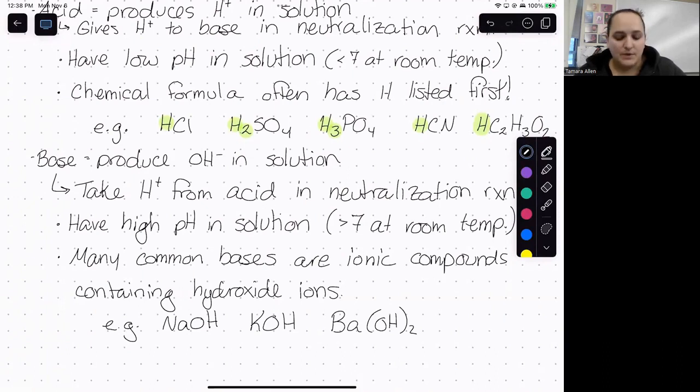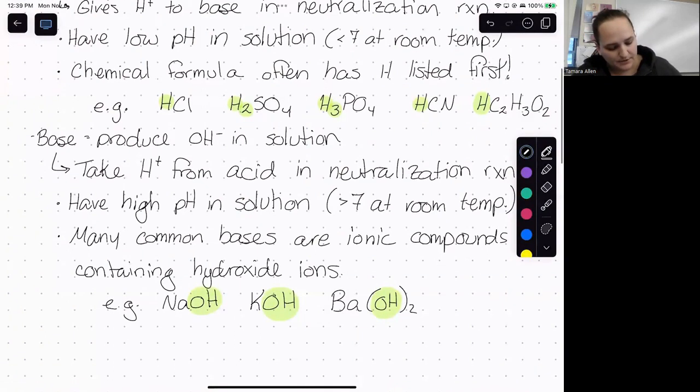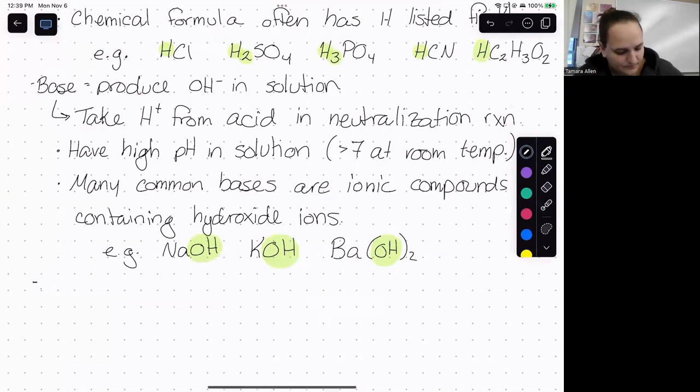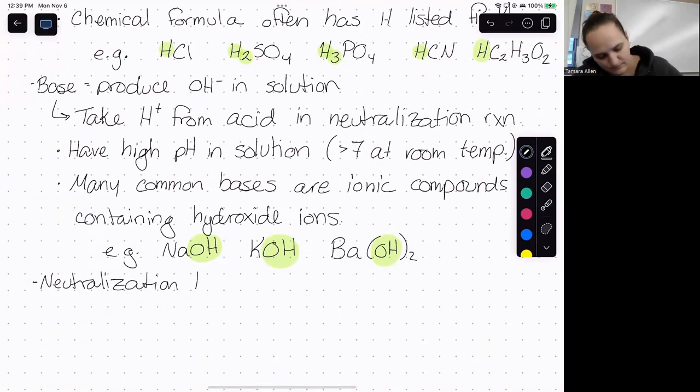So now that we know a little bit about what acids look like, their chemical formulas tend to start with H. What bases look like, their chemical formula is going to most often contain hydroxide. When we look at a neutralization reaction, we said it looks like a double replacement, except that our acids are not actually ionic compounds.